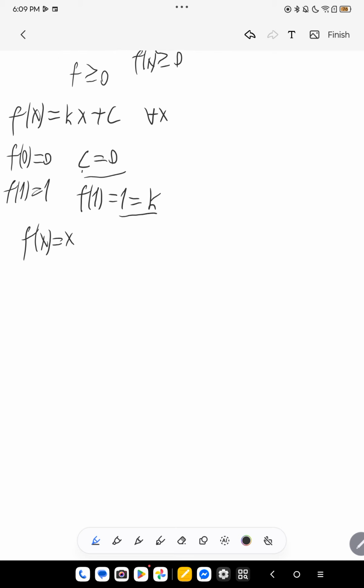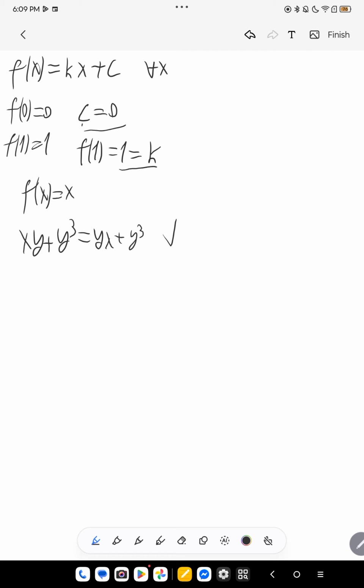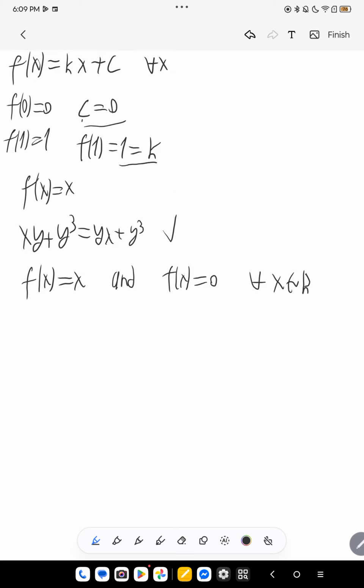Now we have to check the answers, so we get xy plus y cubed equals yx plus y cubed, which is true. So we get two answers: f(x) equals x and f(x) equals 0 for every x in the real numbers. And that's it.